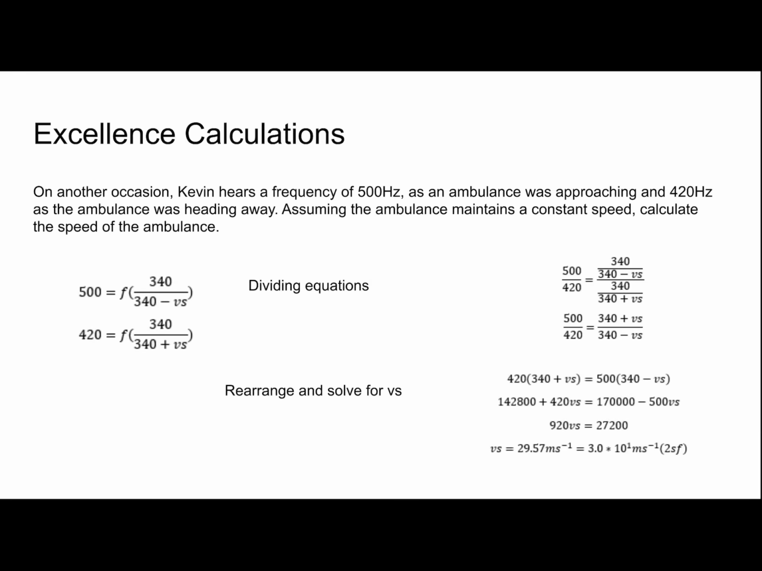Alright, so in this case, just following basic algebra, we cross multiply, we expand the brackets, and we move Vs to one side, and we move the constant to the other side, and we divide through by 920 on both sides, and we'll get Vs equals 29.57 meters per second, which is equal to 3.0 times 10 to the power of 1 meters per second, rounded to 2 SF.